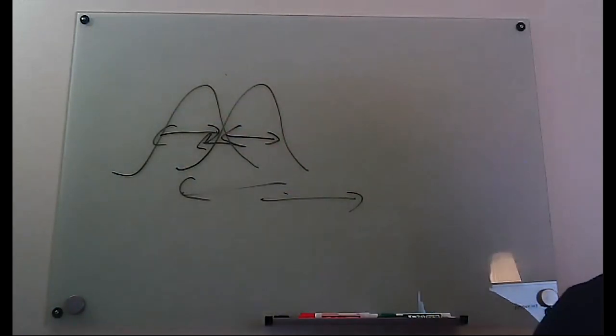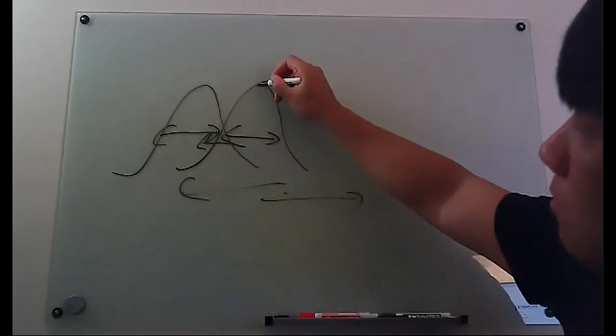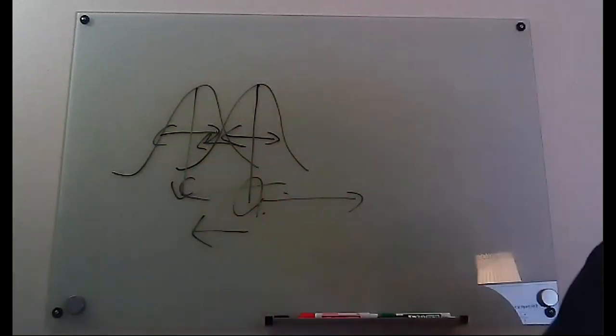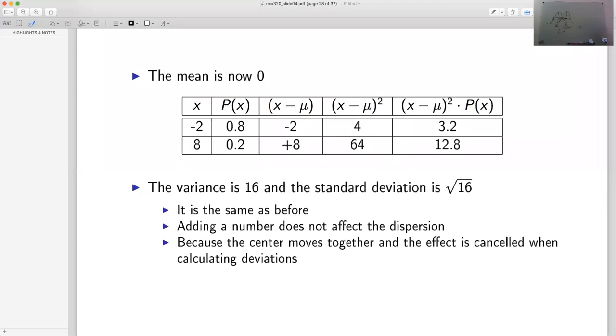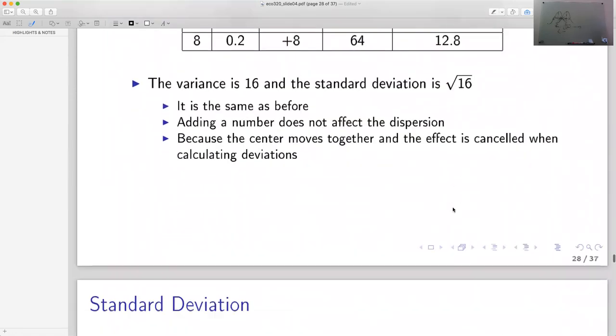So when you are adding or subtracting a number to the whole distribution, it doesn't affect your variance or standard deviation, but it affects the mean. The mean used to be some number, but now it's decreased to this number. So the mean would change, but the variance wouldn't. That is because the center moves together and the effect is cancelled when calculating the deviation. You can do the math, and you will see those are the same.